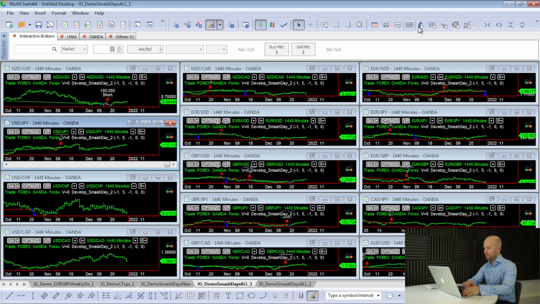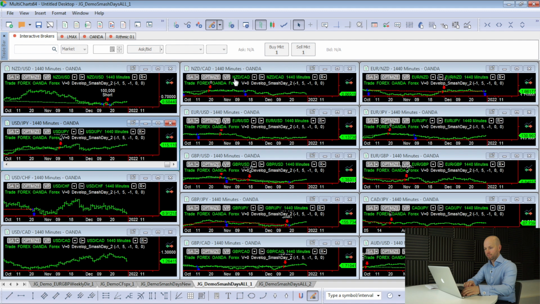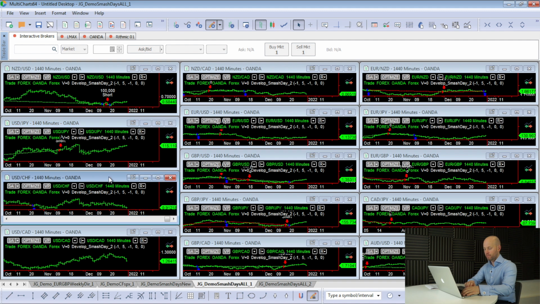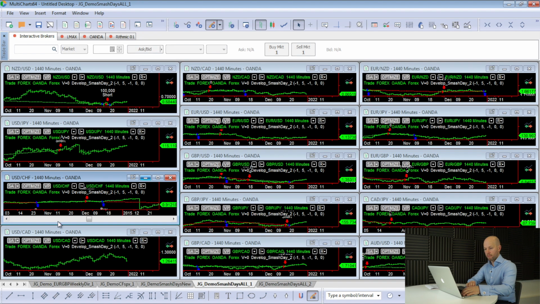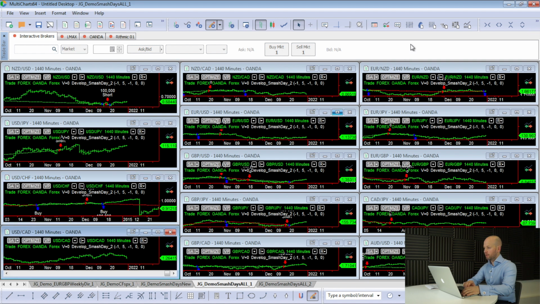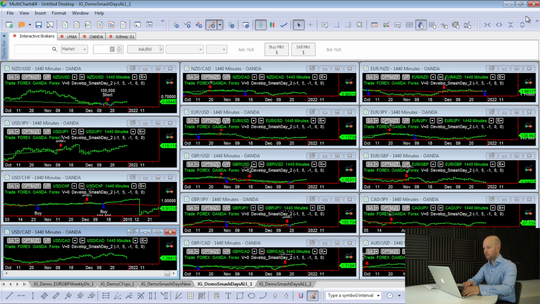US dollar, Japanese yen. I don't like that at all. It's pretty much flat the whole time. Little spike towards the end though. US dollar, Swiss franc. That's pretty awful, although maybe from 2015 onwards it's been working quite nicely. US dollar, Canadian dollar. Now that's not too bad. That's something that I would like to take further and look into doing some more optimizations.